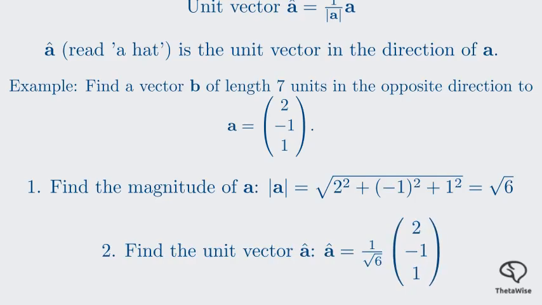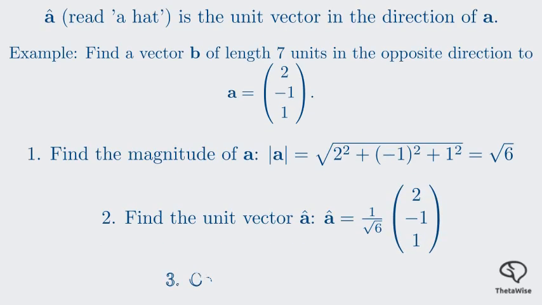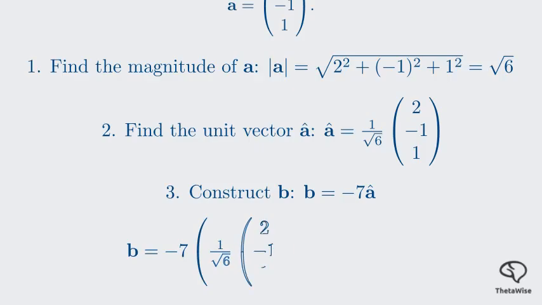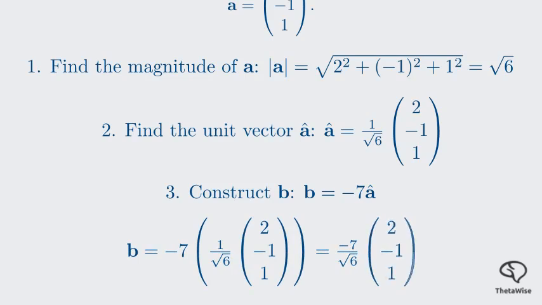Now we can construct our desired vector B. We want the vector B to have a length of 7, so we multiply by 7. We also want it to be in the opposite direction, so we multiply by -1. Therefore, vector B is -7 times our unit vector A hat. This gives us the vector B, which is 7 over root 6 times (2, -1, 1), satisfying both the length and direction conditions. We have now learned that a unit vector has a length of 1, and we can find it by dividing a vector by its magnitude. We have also seen how to use this concept to find vectors with specific lengths and directions.